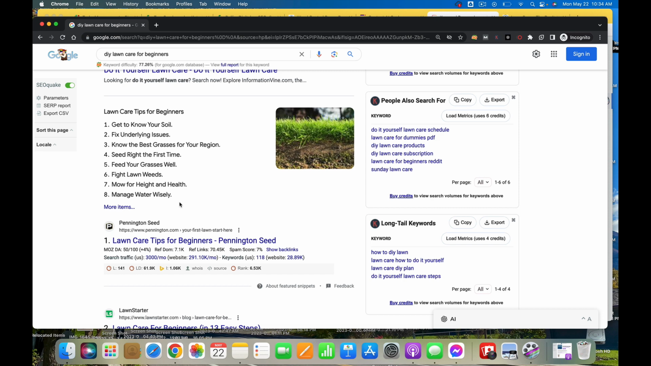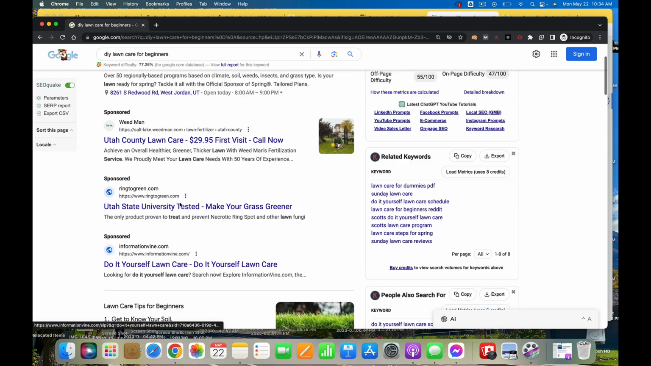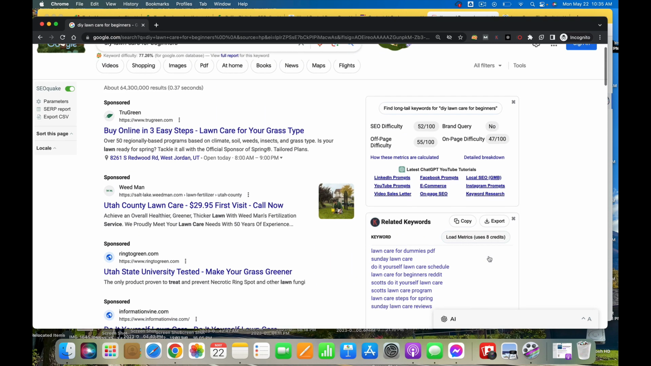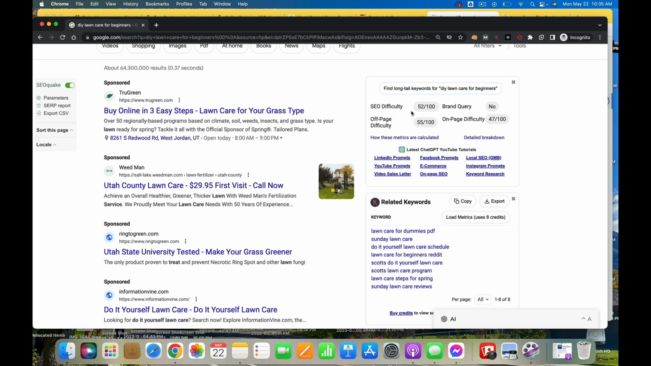But we will see that I have my keywords everywhere already here. And we will see that the difficulty is a 52 over 100, which is not bad. And off-page difficulty is a 55, on-page difficulty is a 47. So it's medium. You know, we'd like to have it in the 20s, but that's just not going to happen.